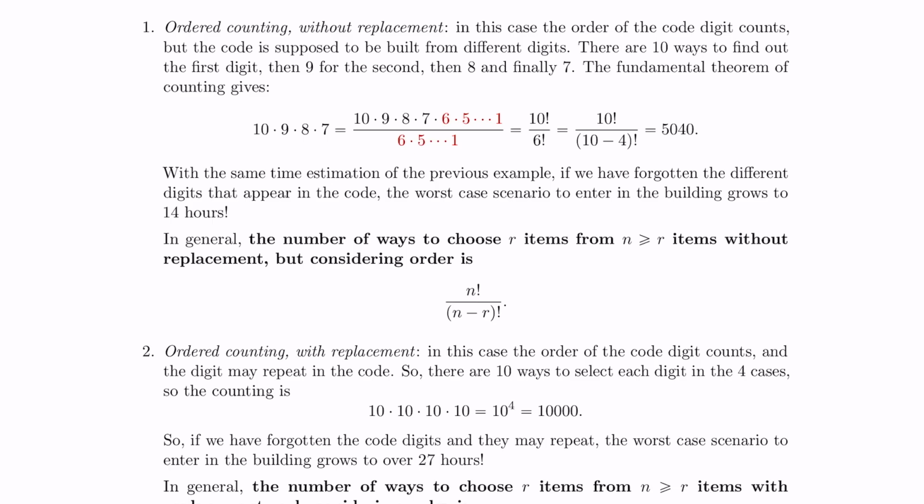And in fact, in general, the number of ways to choose r items from n items without replacement but considering order is this number here. That is the fraction between n factorial and n minus r factorial.